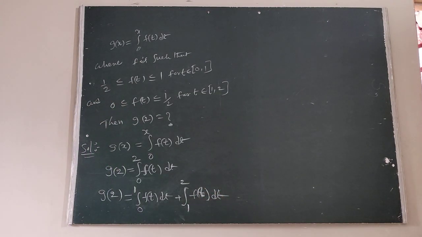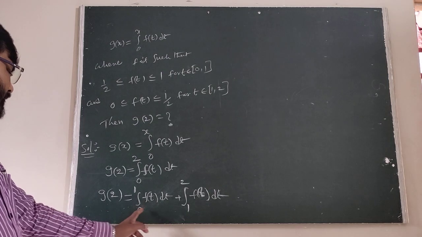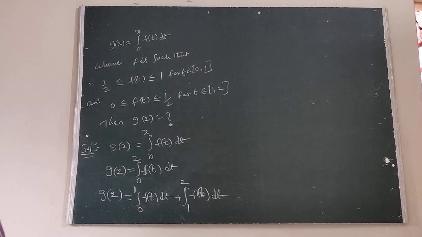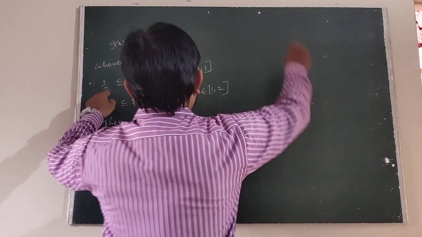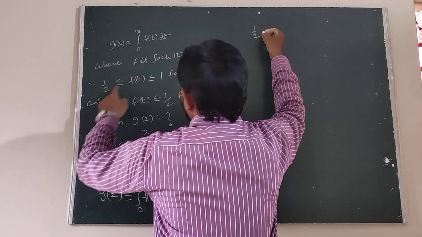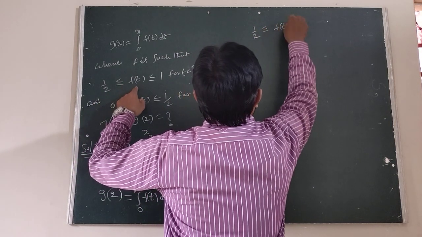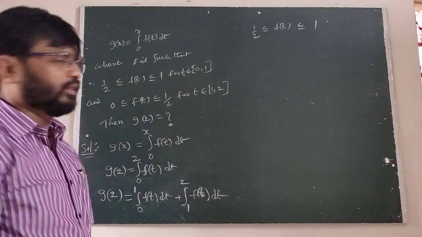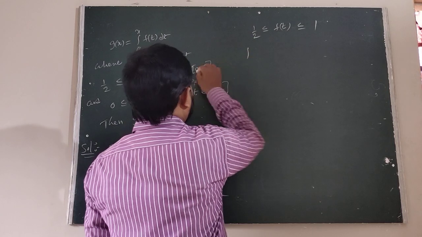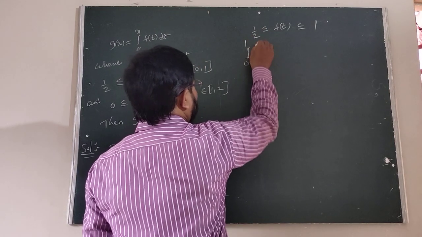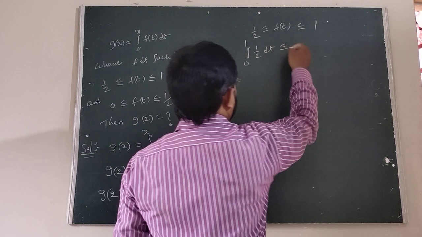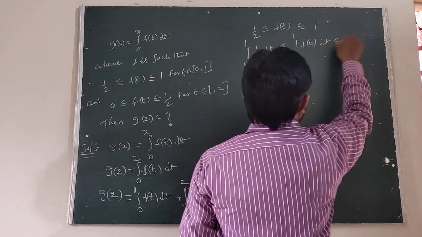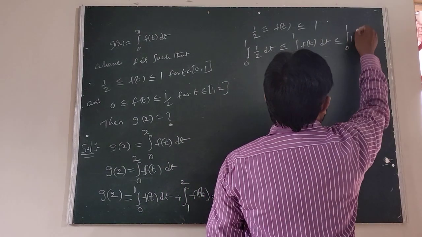How can we evaluate these? First, for the integral from 0 to 1, we take 1 by 2 less than or equal to f of t less than or equal to 1. Applying the limits 0 to 1 on both sides, by the sandwich theorem we can write the integral 0 to 1 of 1 by 2 dt, the integral 0 to 1 of f of t dt, and the integral 0 to 1 of 1 dt.